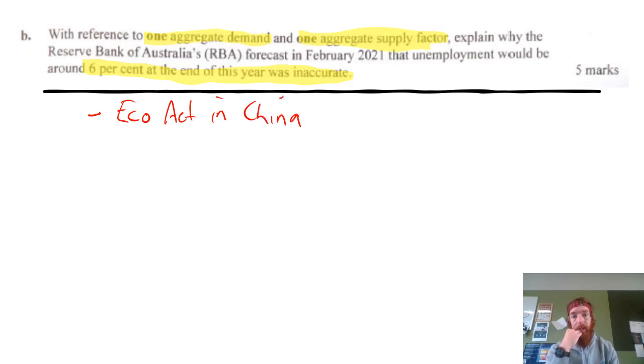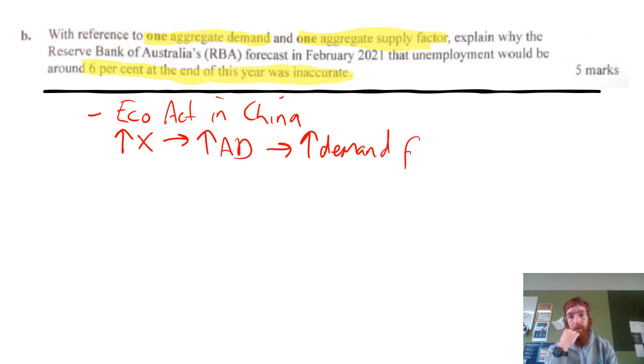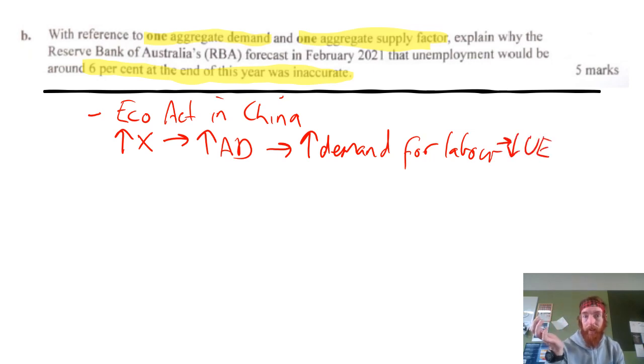Then you talk about the fact that that increases exports, leading to increased aggregate demand, which creates increased demand for labor. And then that decreases the unemployment rate. So that's going to be your demand side factor.